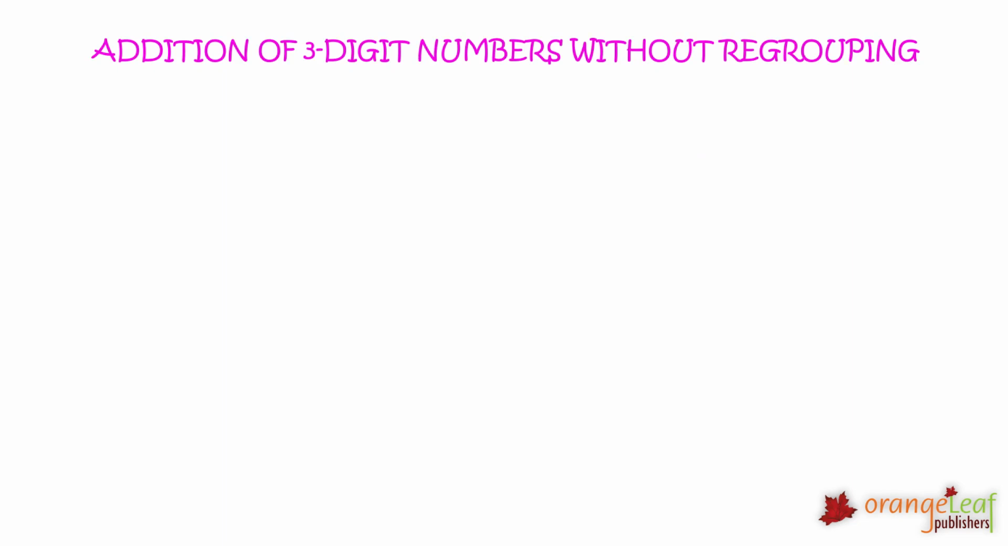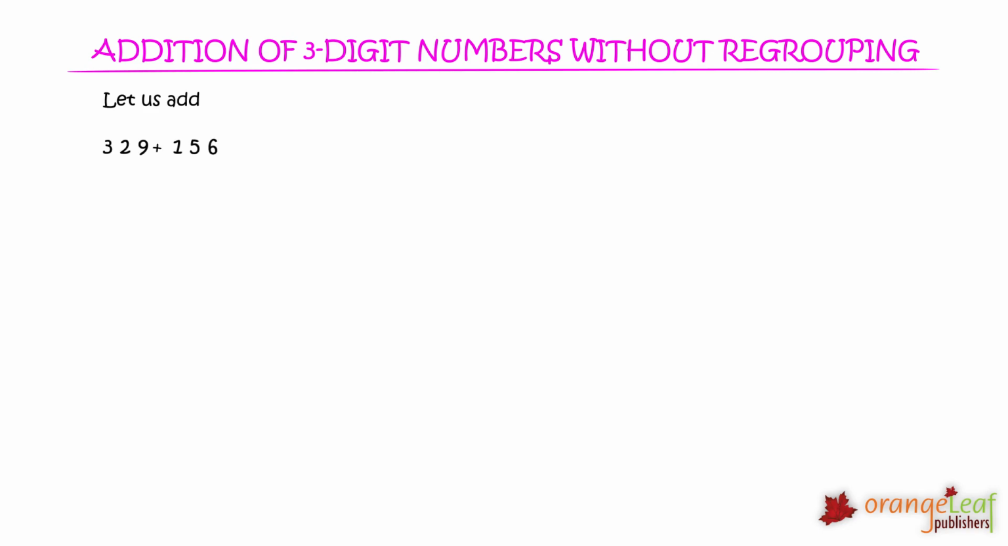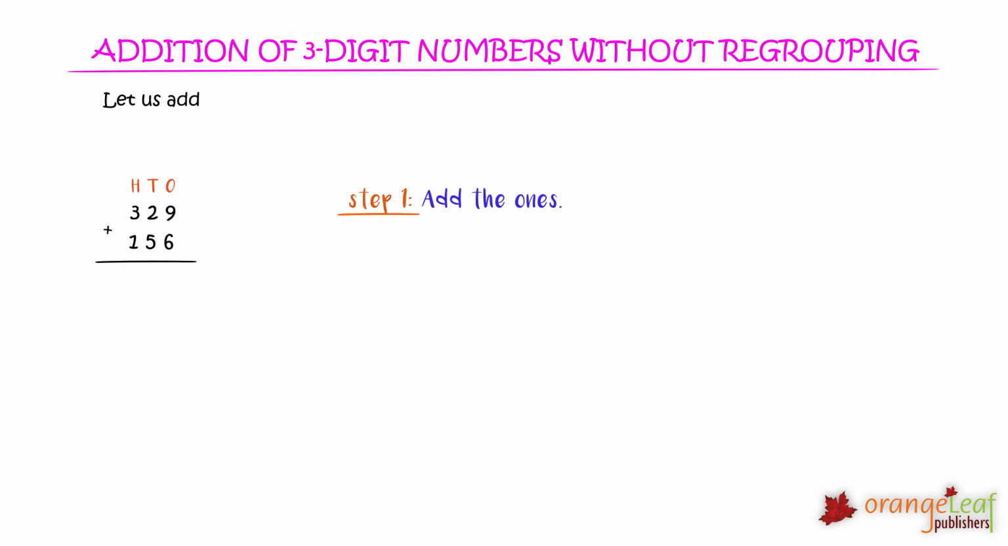Addition of 3-digit numbers without regrouping. Let us add 329 and 156. Write the numbers one below the other as shown. Step 1. Add the ones, 9 ones plus 6 ones. The answer is 15 ones. Now regroup 15 ones, where 1 is in the tens place and 5 is in the ones place. Carry over 1 ten and write it under 7.